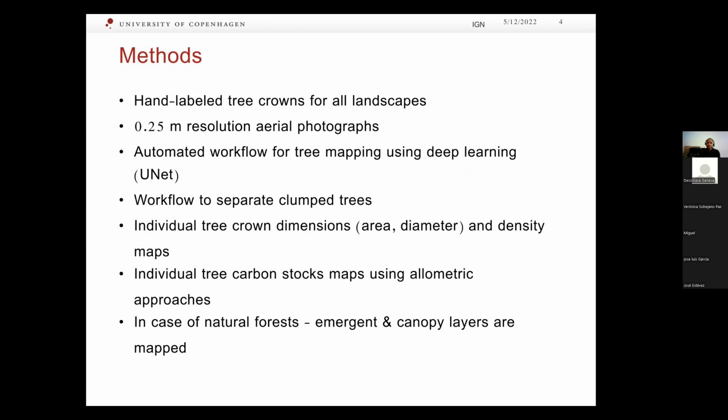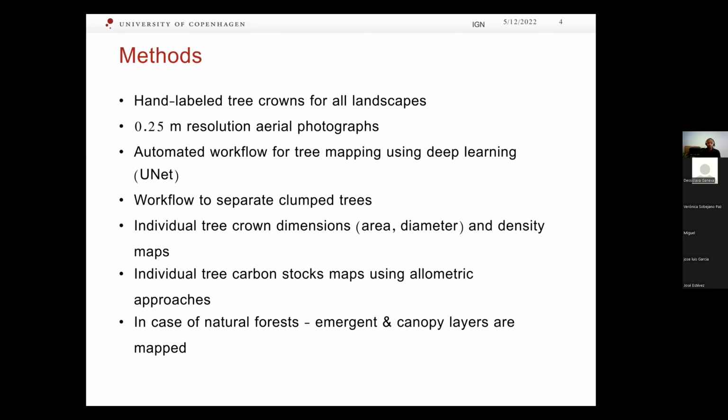So what we did is we hand labeled some trees. We delineated manually the tree crowns, and then we used 25 centimeter resolution aerial photographs from 2008. And then we developed an automated workflow where we use a U-Net to predict the trees and the tree crowns. And then we developed another framework to separate the clumped trees after the mapping. And we now have the area of the crown, the diameter, and the density. And also we estimate the carbon using different allometric equations, which I will talk about a little bit in a minute.